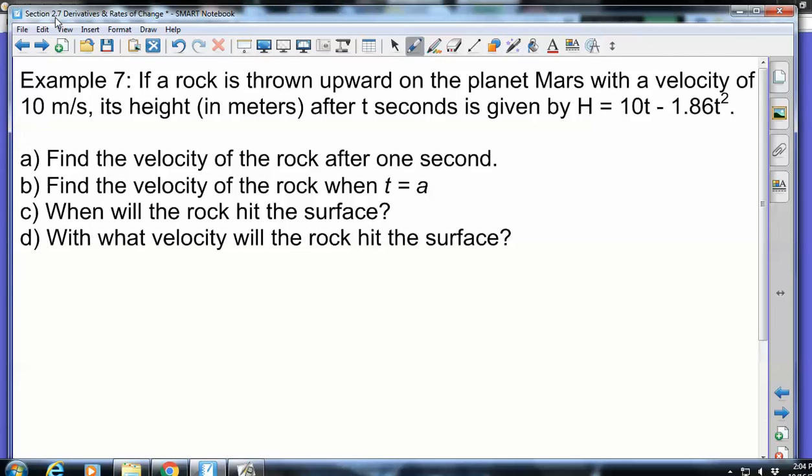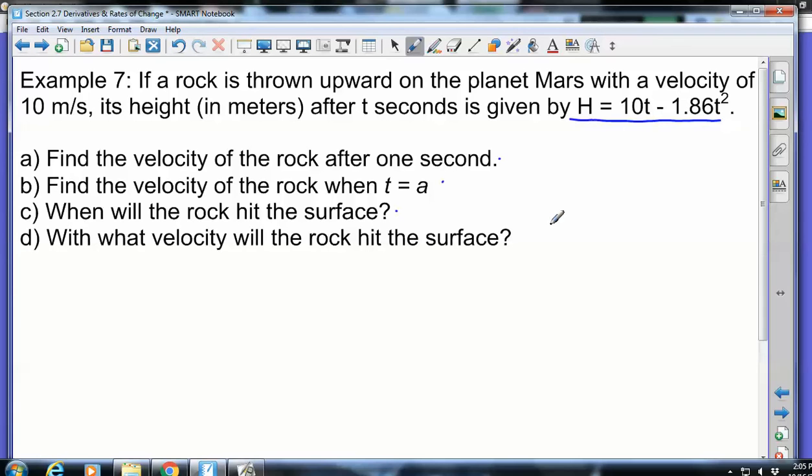This example 7, I think, is going to be very similar to one of your homework problems, possibly number 13. I think they're almost identical. So if a rock is thrown upward on the planet Mars with a velocity of 10 meters per second, its height after t seconds is given by this equation. So here's the important stuff. We are going to have to find the velocity after 1 second, the velocity when t equals a, when it hits the surface, and the velocity when it hits the surface.